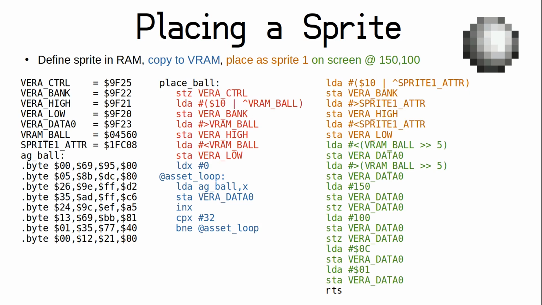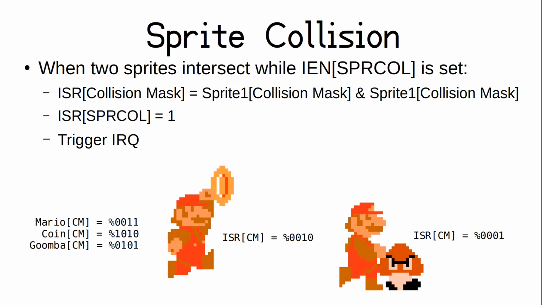Then the sprite should be visible in the next video frame, but for now we can just return, and that sprite will continue to stay there until the attributes are modified again. Before we get to our example, let's take a closer look at how sprite collision works. We already saw how the IEN and ISR registers handle interrupts, and how the collision mask can be set for each sprite and its attributes.